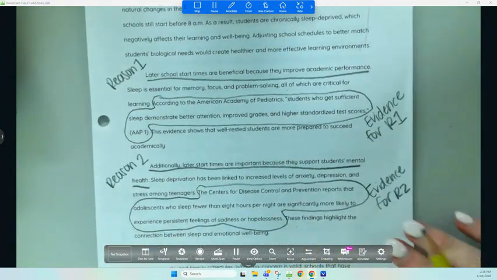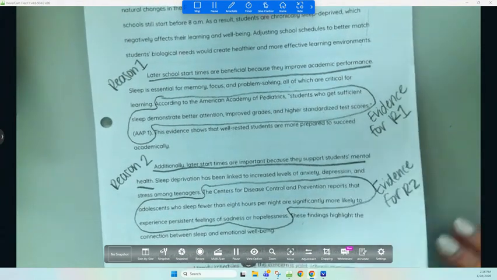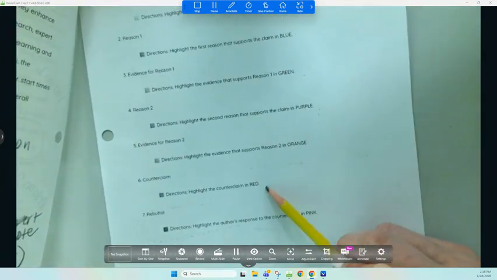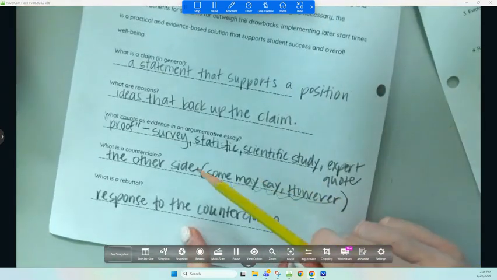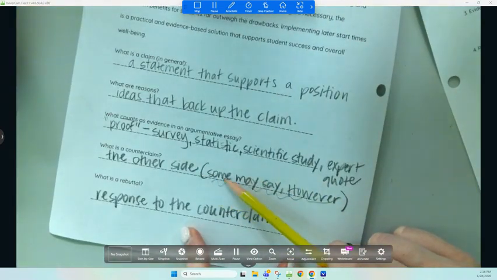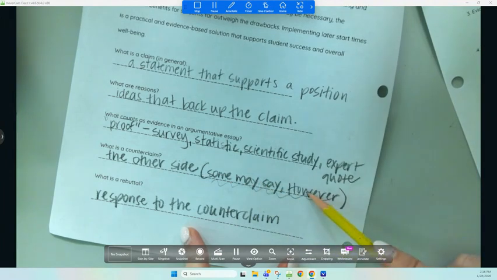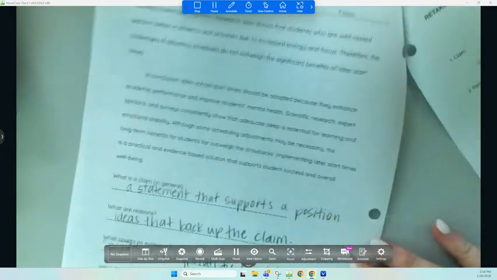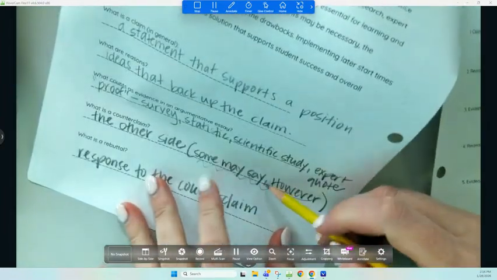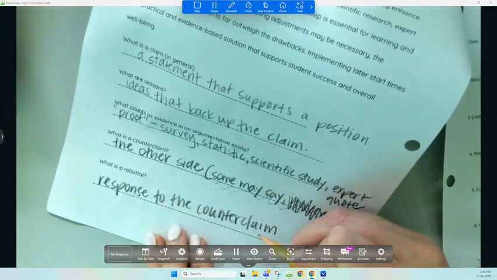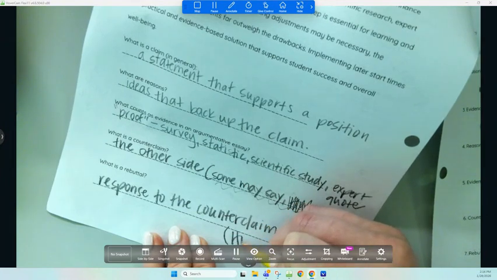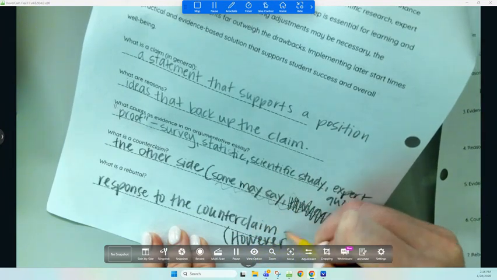These findings highlight the connection between sleep and emotional well-being. So next we're going to look for the counterclaim, which again is the other side. It's going to say the other side, and they might say, some may say, or things like that. Okay, I lied. I don't know why I said however. That's actually not true. I must have been confused. Response to the counterclaim, this is usually the rebuttal. They usually say however here.